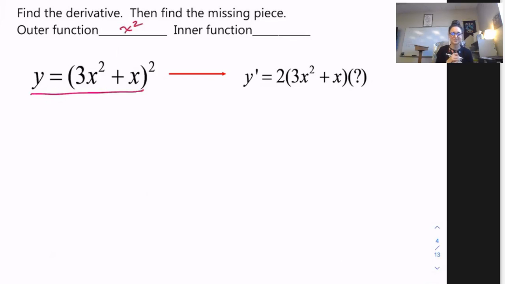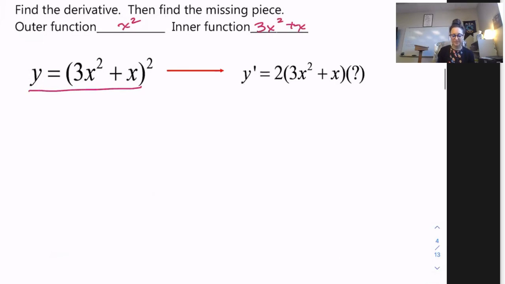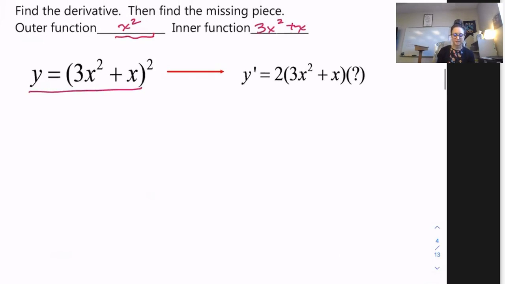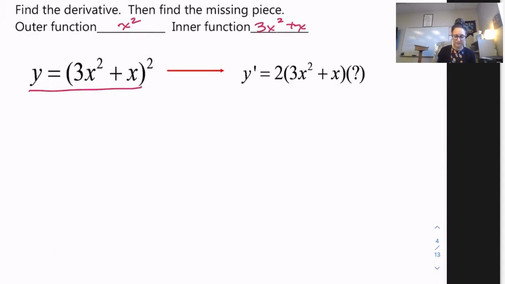So my outer function's x squared, and my inner function, what am I squaring? Well, I'm squaring the quantity 3x squared plus x, okay? And we're going to try to figure out the derivative here. So here is where I've gone with it. If I just had x squared, I would just fly and subtract, correct? So what I've done here is I have flown the 2 to the front, and I've subtracted.